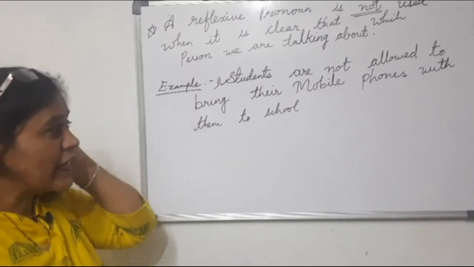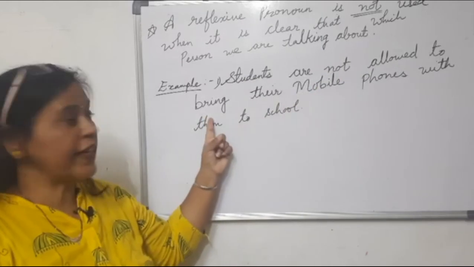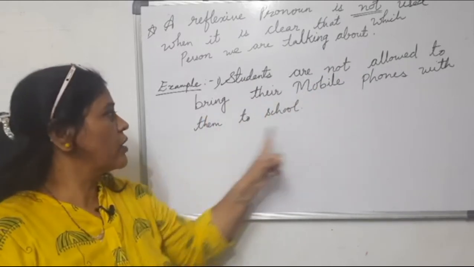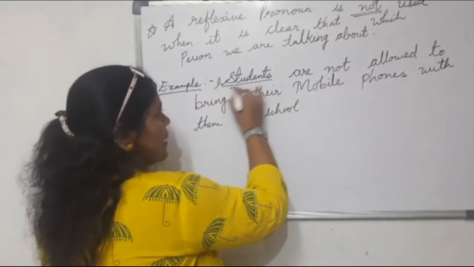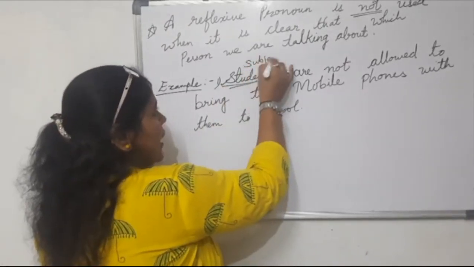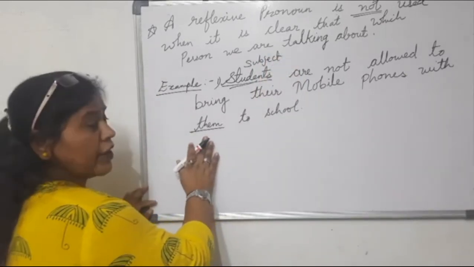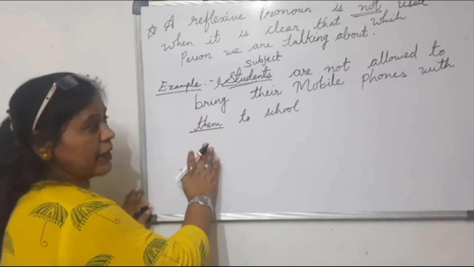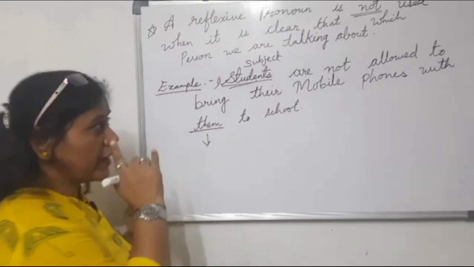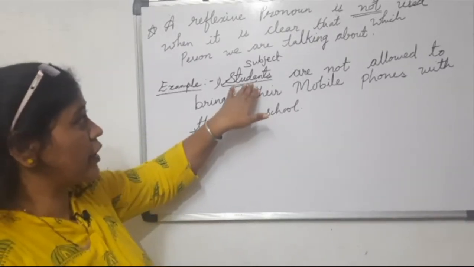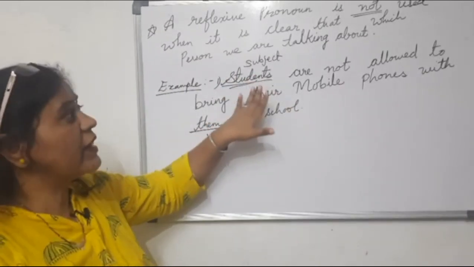This example says that students are not allowed to bring their mobile phones with them to school. Here students are the subject of the sentence, and here we used them, but we did not use themselves, because this sentence makes clear that we are clearly talking about the students.